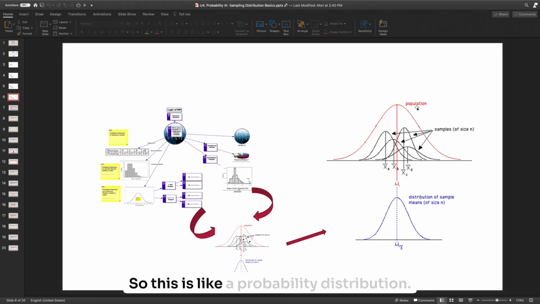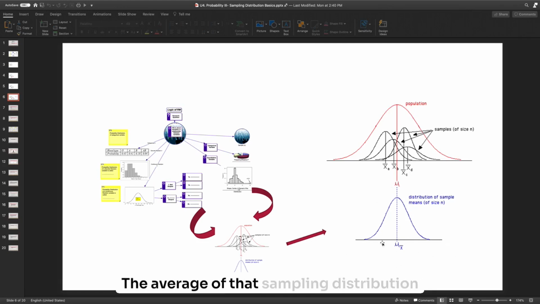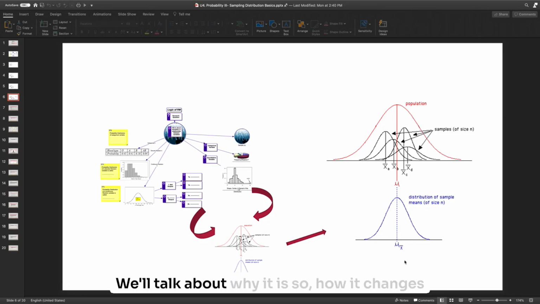So this is like a probability distribution. These are like individual samples. If you plot all the individual sample means in another distribution, you call this the sampling distribution. The average of that sampling distribution would be equal to the population mu, but because the individual values are x bars, this particular average of sample means is called mu x bar. Again, we'll talk about why it is so, how it changes, and other things when we meet.